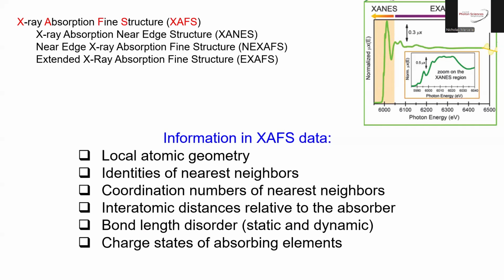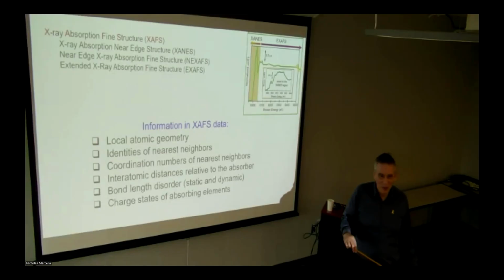The question is how to get it out, but we first want to know why to use this technique, because we want to know what information it can give us, and then how to get it. So the geometry includes the number of neighbors. Why does XAFS know how many neighbors are around my absorbing atom? It's not written here on the slide, but probably some of you can guess from what I already explained.